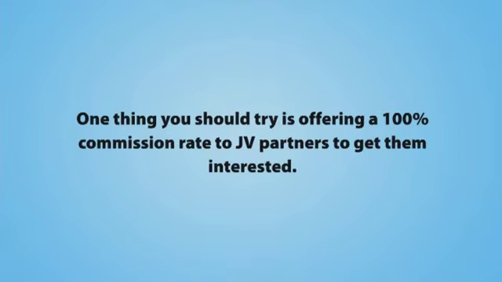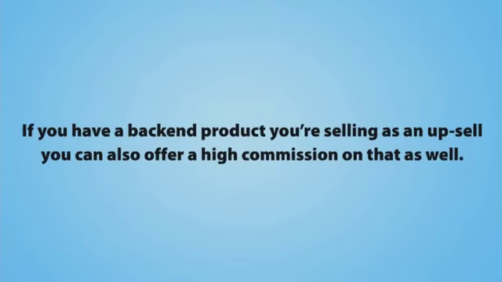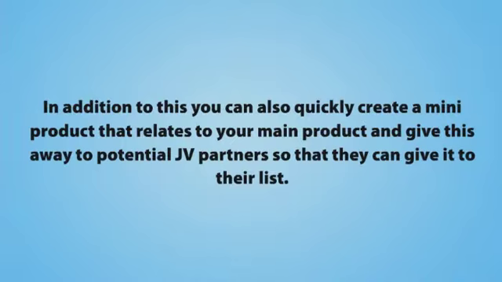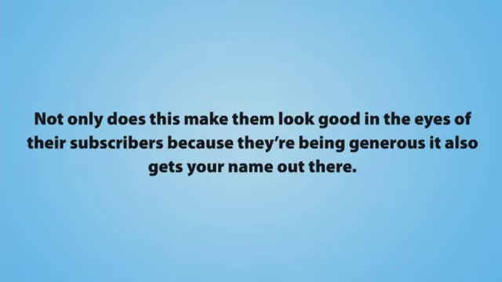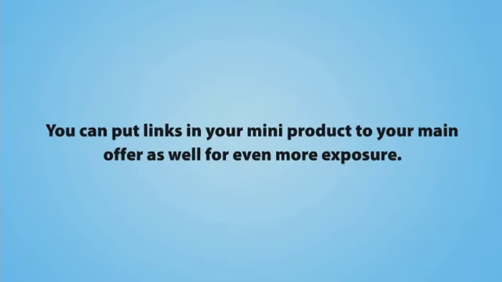One thing you should try is offering a 100% commission rate to JV partners to get them interested. If you have a back-end product you're selling as an upsell, you can also offer high commission on that as well. In addition to this, you can also quickly create a mini product that relates to your main product and give this away to potential JV partners so that they can give it to their list. Not only does this make them look good in the eyes of their subscribers because they're being generous, it also gets your name out there. You can put links in your mini product to your main offer as well for even more exposure.